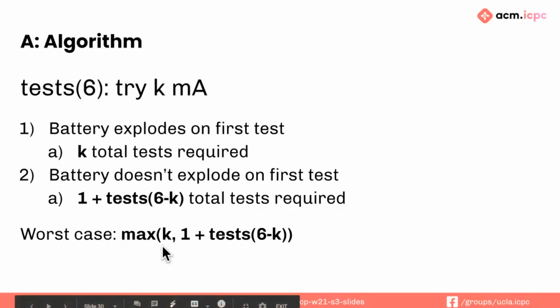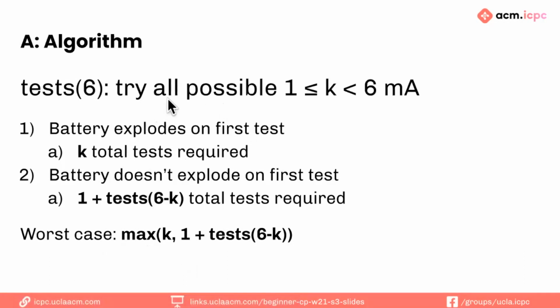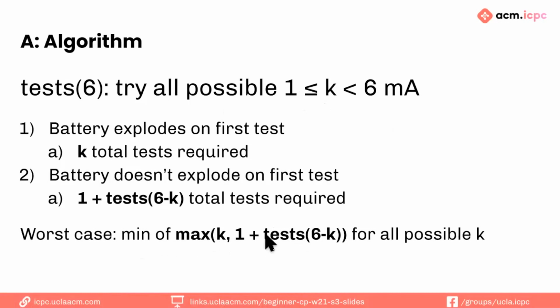And so yeah, I think this is probably the trickiest part of the problem. From here, we can go back to the fact that we didn't actually know 3 milliamps was the correct start, but we want to try all possible k between 1 and 6. For each one, you take the maximum of k and 1 plus test of 6 minus k. But then you want to actually start with the best possible starting test, and for that, you want to take the minimum of all of these cases.